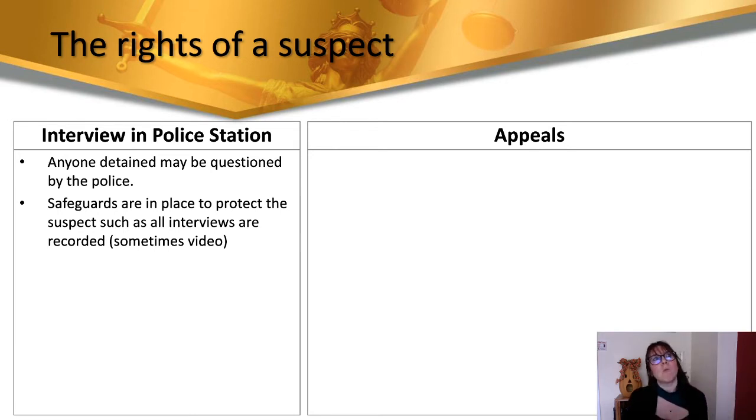I think it was one of the cases, I can't remember exactly which one, but I think it might be Stephen Lawrence.